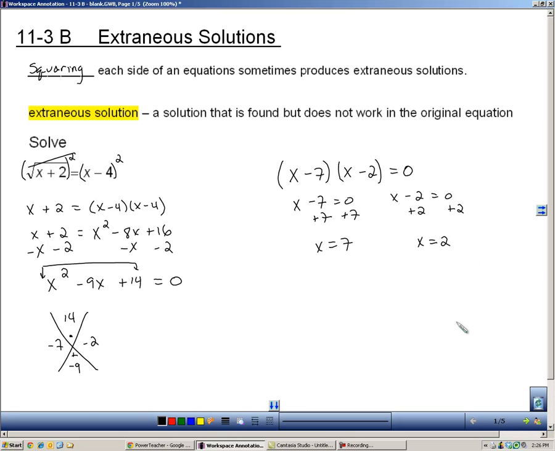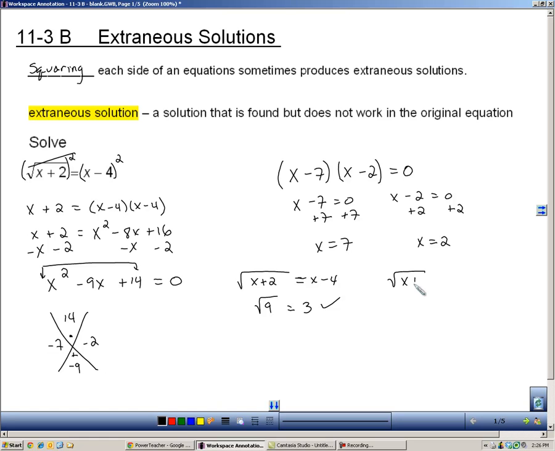So we've actually discovered two solutions to this radical equation. But now, if I take the original equation, square root of x plus 2 equals x minus 4, and I plug in 7, let's see what happens. So 7 plus 2 is 9, so this is really the square root of 9 equals 7 minus 4, which is 3. And does the square root of 9 equal 3? Yes, it does. So that answer is good.